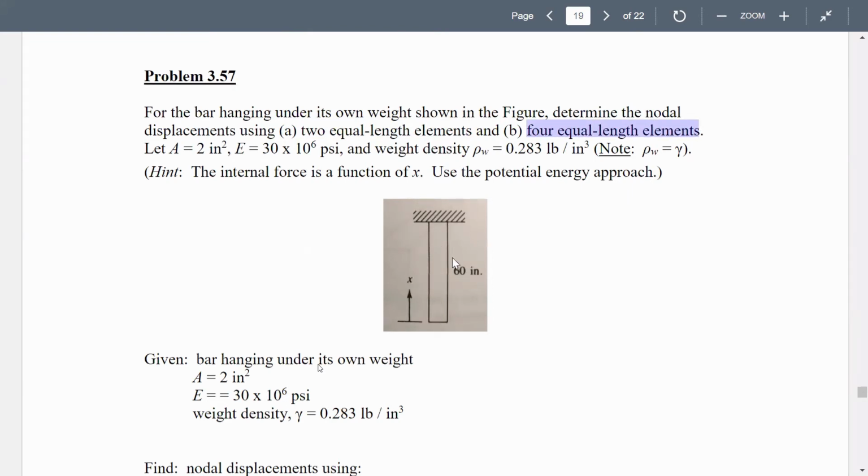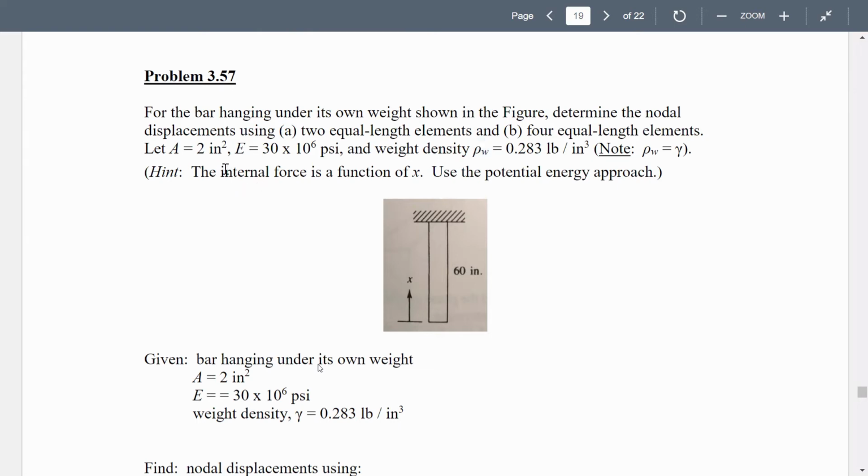Now, this is subjected to its own weight. So it has weight. Its cross-sectional area is given, modulus of elasticity is given, and weight density is 0.283 pound per inch cubed. We sometimes use gamma or rho g for weight density; either one is fine, whichever notation we use.